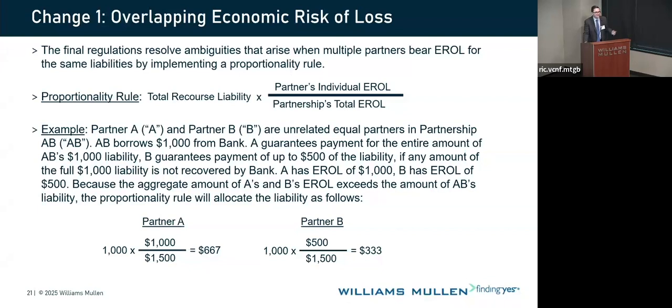And that would be the amount of the liability that is allocated to partner A. And unsurprisingly, the other part of that would be for partner B, you'd have the $1,000 multiplied by partner B's share, and that gets you $333. And that proportionality rule just creates a more consistent result. So that way we don't have an excess of economic risk of loss for the initial liability. So it's kind of just clarifying some past ambiguities.